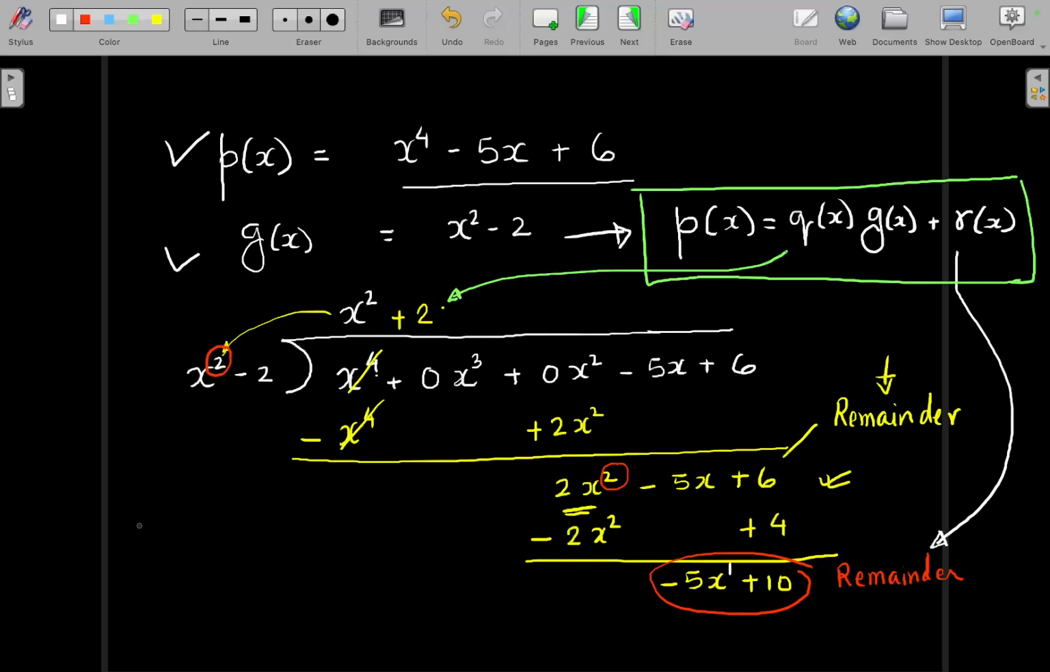So what is p of x? We have this statement here, which is the most important thing, that I'm doing all this only to make this wonderful statement. p of x will always be equal to the quotient. Now you can see the quotient here. This is the quotient, which is x square plus 2, multiplied by the divisor, which is g of x, which is x square minus 2, and plus the remainder, which is in this case minus 5x plus 10.